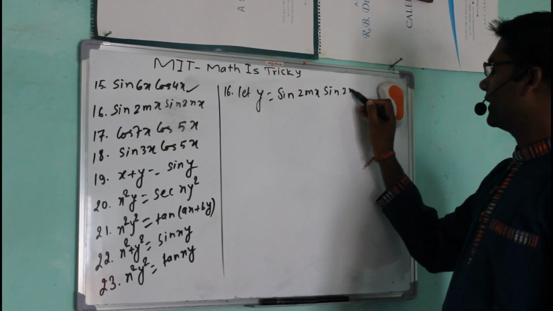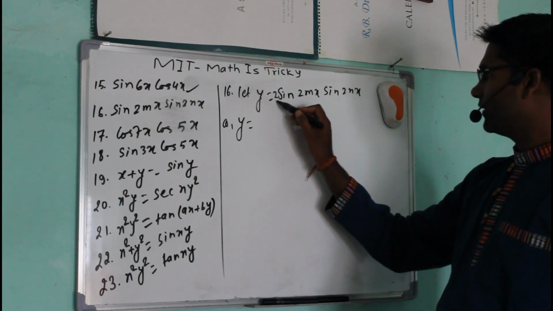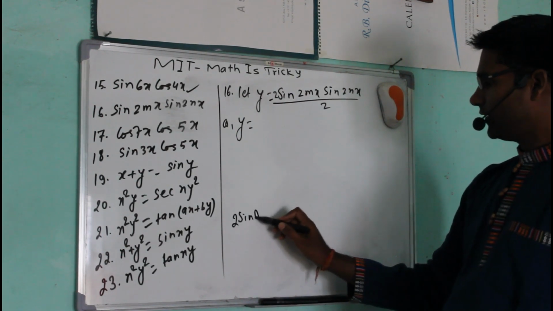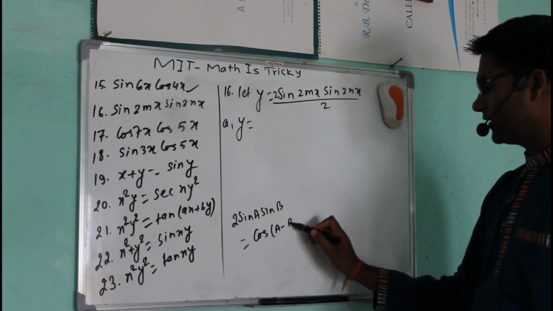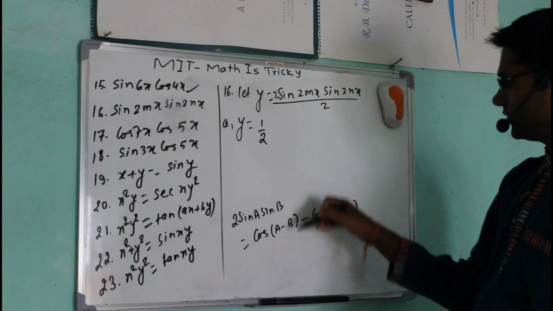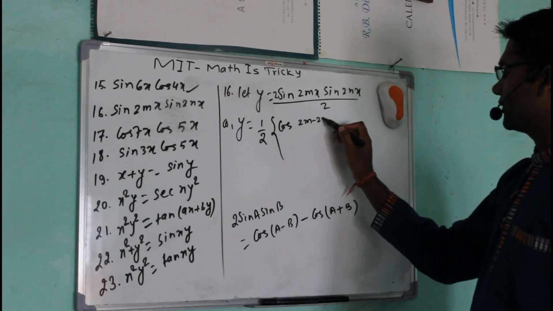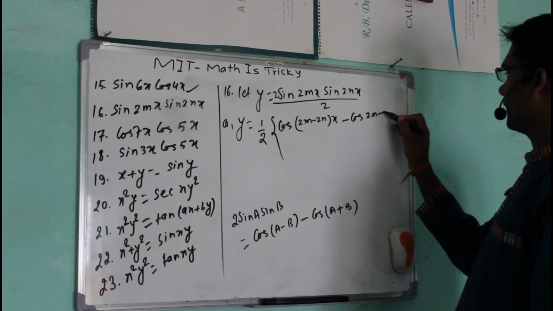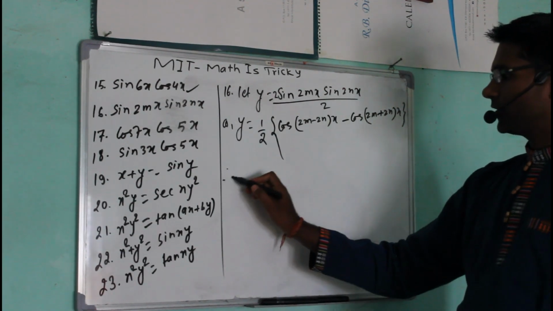Again, as before, I'm using a formula for this, so it can be written as y equals, divide and multiply by 2, so that it goes in the formula 2 sine A sine B. The formula, simply remember, for both sines, is cos of A minus B minus cos of A plus B. So 1 by 2, using this formula I will get cos of A minus B, which means 2m minus 2n times x, minus cos of A plus B, which means cos of 2m plus 2n times x.